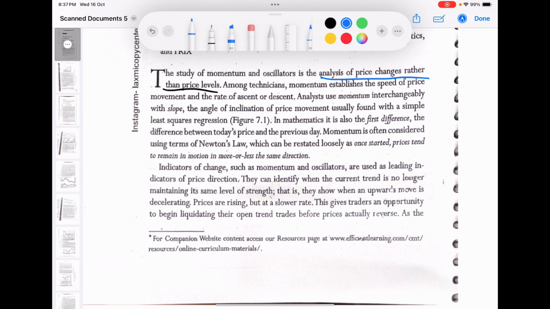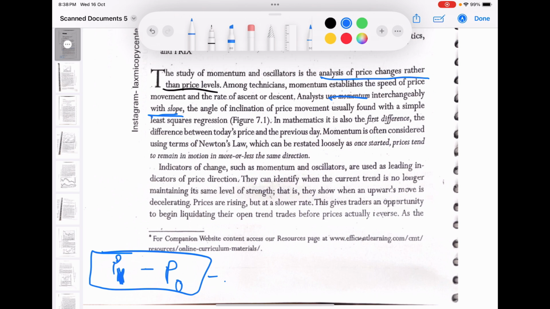Analysts use momentum with slope. We'll discuss slope in detail. Slope is the angle of inclination. In maths, we have something known as the first difference. The first difference is the difference between today's price and the previous day's price. If today's price is P1 and yesterday's price is P0, then we see what the difference is, and that is the first difference. Newton's law states that prices tend to remain in motion and more or less in the same direction. Indicators of change, such as momentum and oscillators, are used as leading indicators of price direction. So the momentum and oscillators which we are going to see are leading indicators and not lagging indicators.